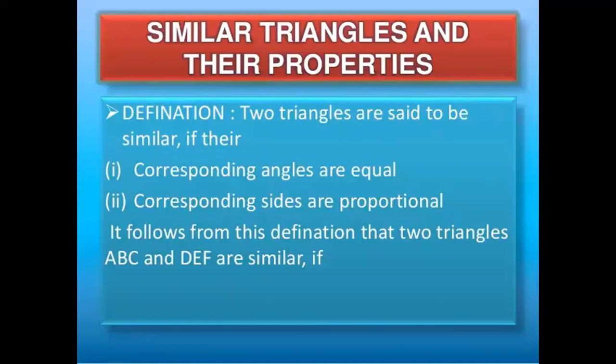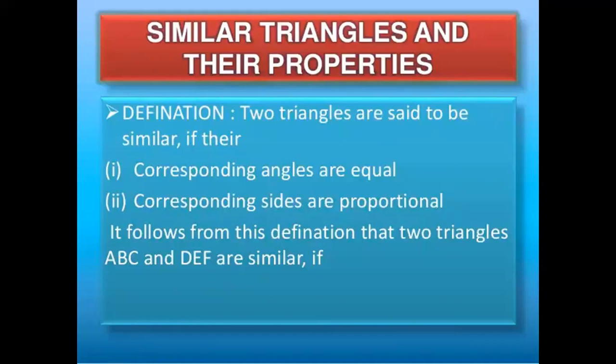Similar triangles and their properties. Definitions: two triangles are said to be similar if their corresponding angles are equal, corresponding sides are proportional. It follows from this definition that two triangles ABC and DEF are similar.